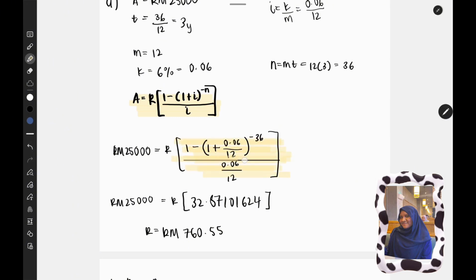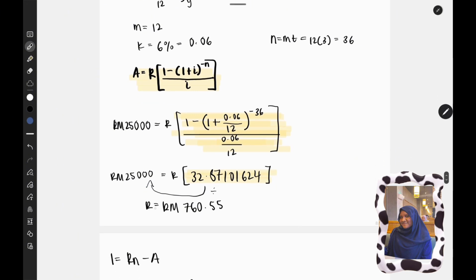So we can find the information. After we find the bracket, we get this answer. After we find the answer, we move this here and divide. Then we find R. Lastly, our answer is RM 760.55.